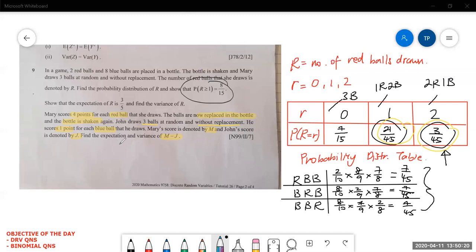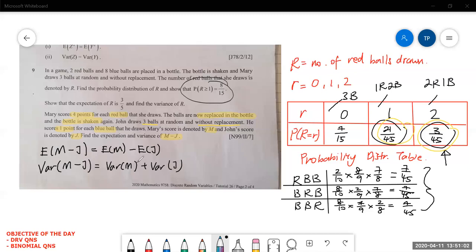So right now over here, what's the intention of the setter? They want to find the expectation and variance of M minus J. So basically what the setter wants is to test you on the properties of expectation and variance. So the expectation of M minus J will be equals to EM minus EJ. Correct. What about variance of M minus J? Variance M plus variance J. Plus, very good. Jimmy, why is it plus? Because of the square. Solid. Very good.